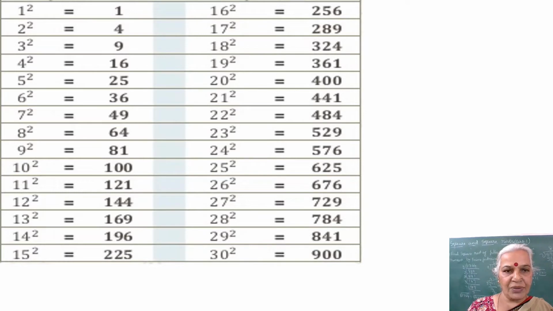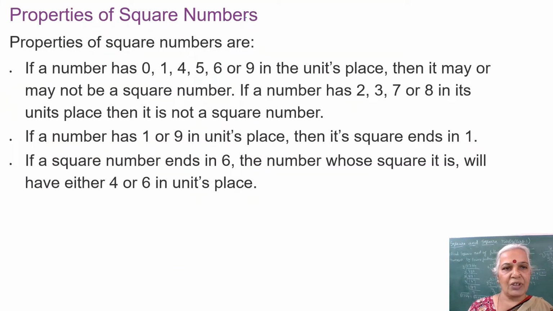And if you observe the pattern, that is the number which is there in the units place. Now using this, we are going to learn some of the properties. Properties of a square number. If a number has 0, 1, 4, 5, 6 or 9 in the units place, then it may or may not be a square number. If a number has 2, 3, 7 or 8 in its units place, then it is not a square number.